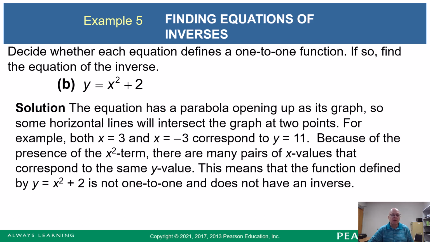It's a parabola. In other words, the graph looks something like this. And it's a function because every vertical line hits it once, but horizontal, there's one that crosses it more than once. It's not a one-to-one function, and therefore it does not have an inverse.